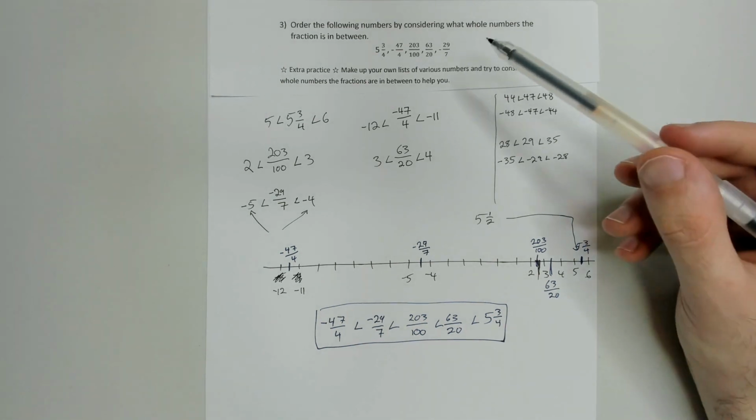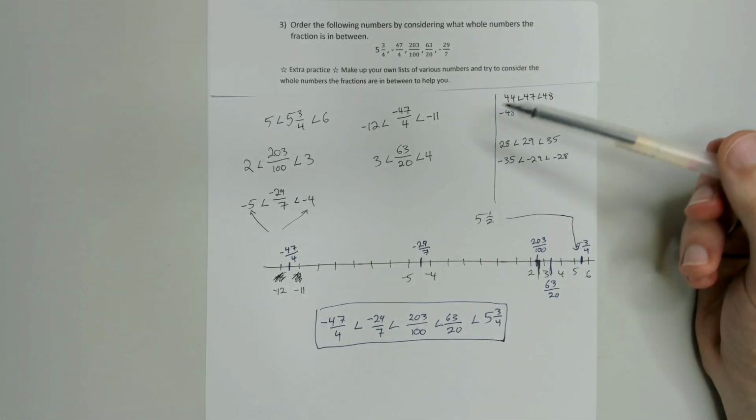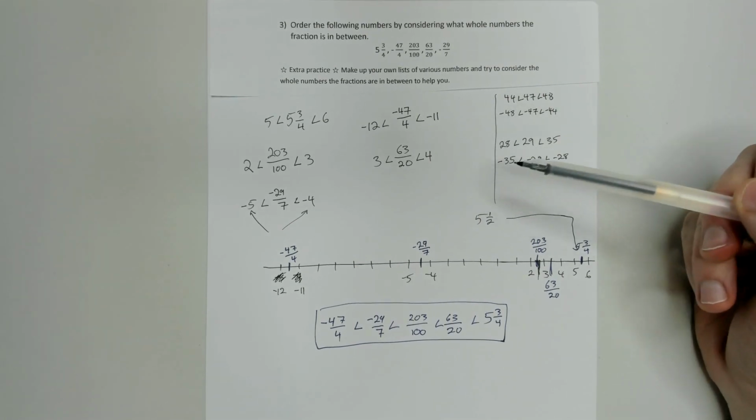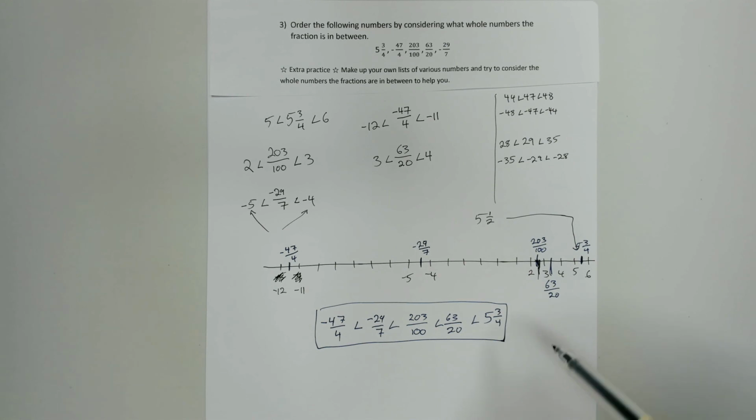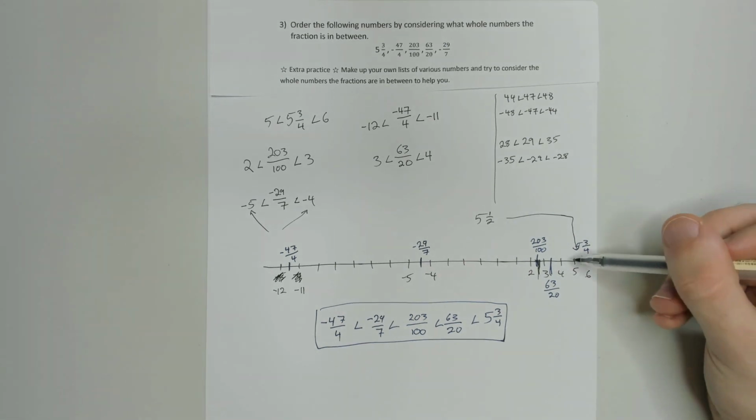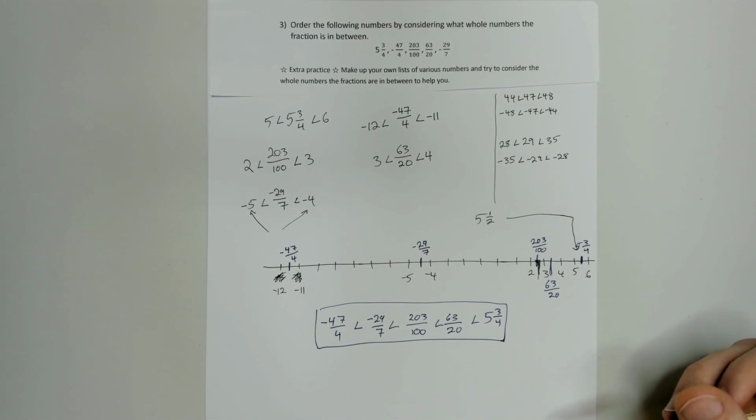So for extra practice, make up your own lists of various numbers and try to consider the whole numbers the fractions are in between, like we did here. Again, it's not guaranteed that that will totally order your list, because you may get multiple numbers between the same two whole numbers, in which case you'll have to go back and use some other techniques.